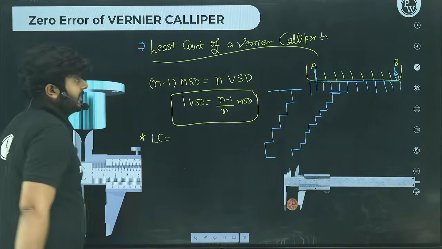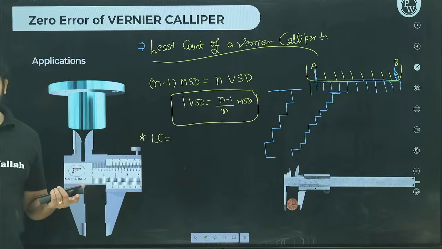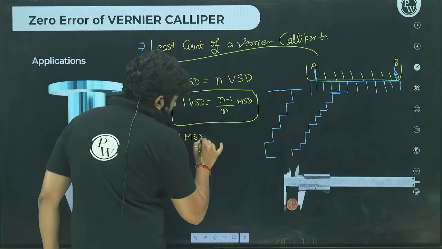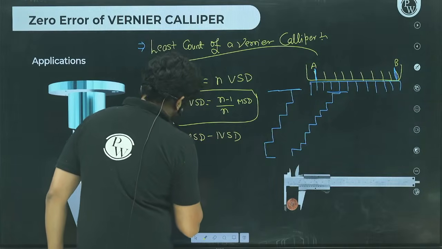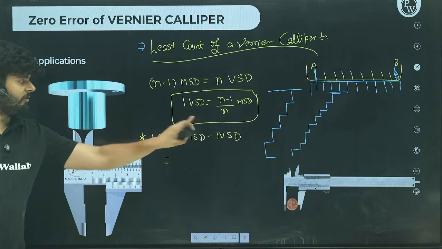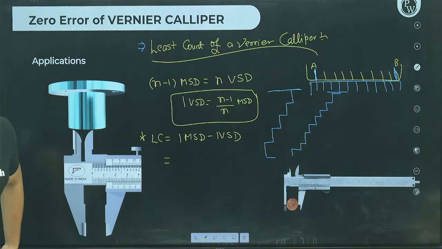The least count of a Vernier caliper is the difference of one main scale division and one Vernier scale division. This is the least count of a Vernier caliper: the difference of one main scale division and one Vernier scale division. I believe the idea is very, very clear.